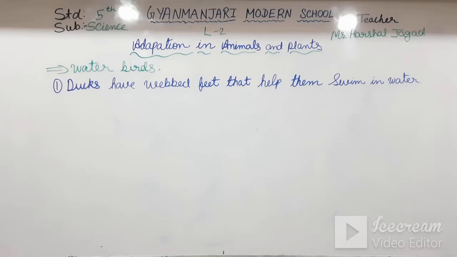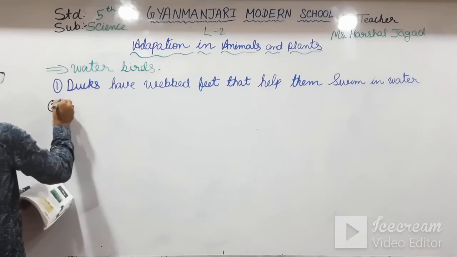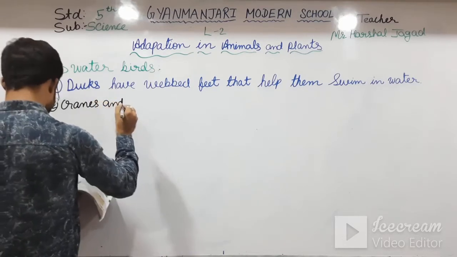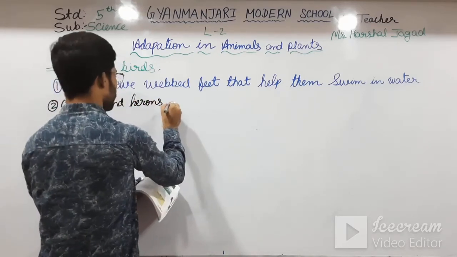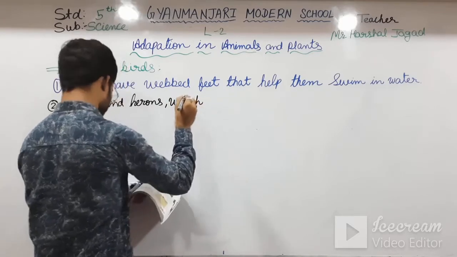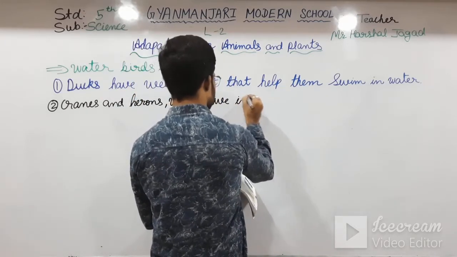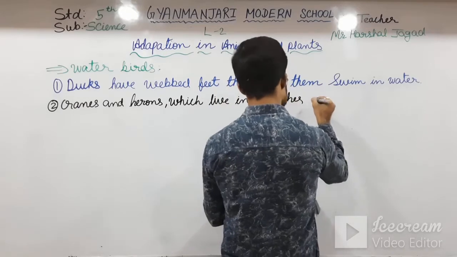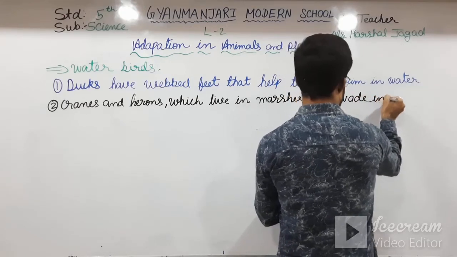The next point is cranes and herons. Second point: cranes and herons live in marshes and wade in water.